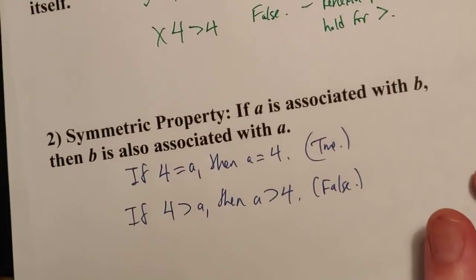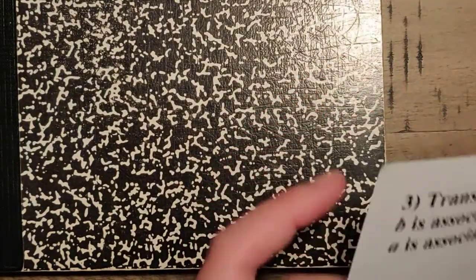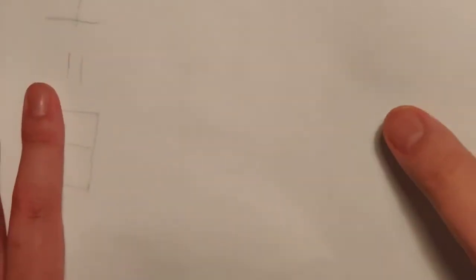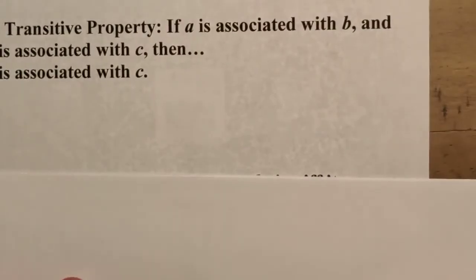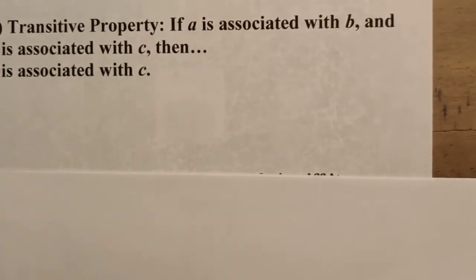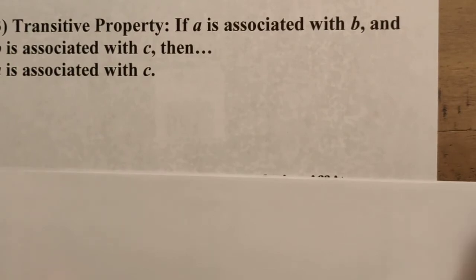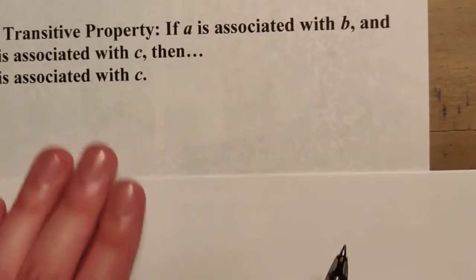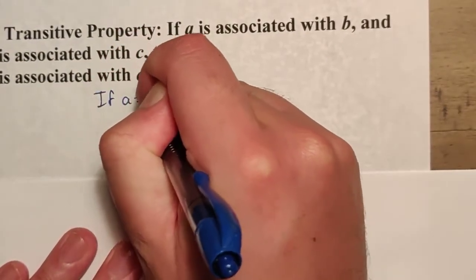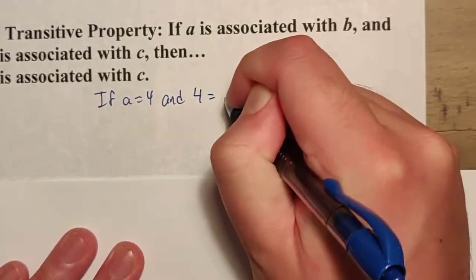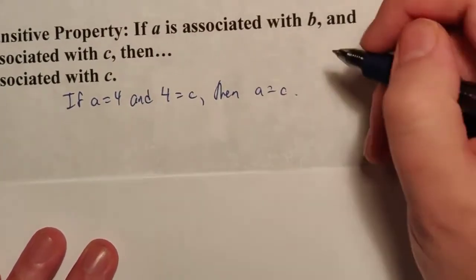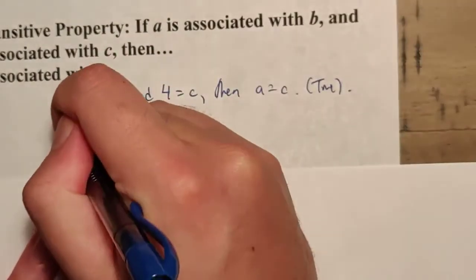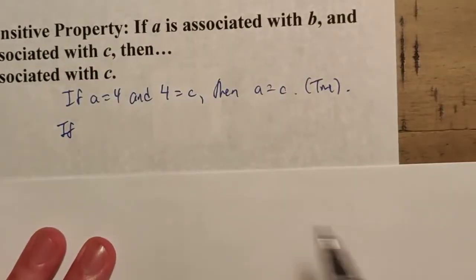The last thing I want to focus on here is what is known as the transitive property. And this may be very familiar to some of you. Basically, the idea behind the transitive property is that if A is associated with B and B is associated with C, then A should be associated with C here. So as an example with equality, we can say if A equals 4 and 4 equals C, then A equals C, right? I think we can agree this is definitely a true statement here.